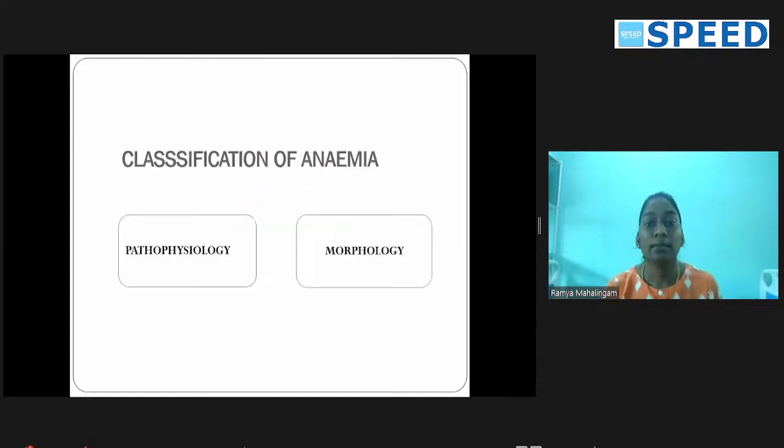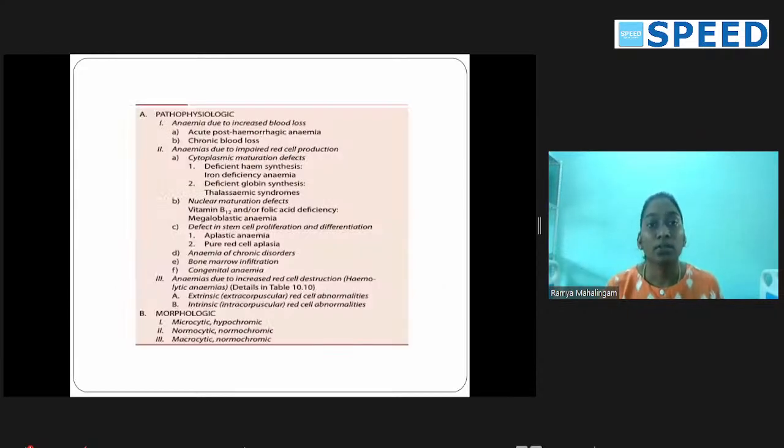Anemia, basically, you can classify into two types: pathophysiologically, how it is appearing pathologically, and depending upon the morphology of the cell. So this is a classification. It's very important to know the different classifications under which you can classify anemia.